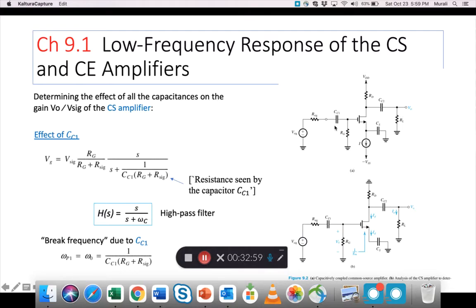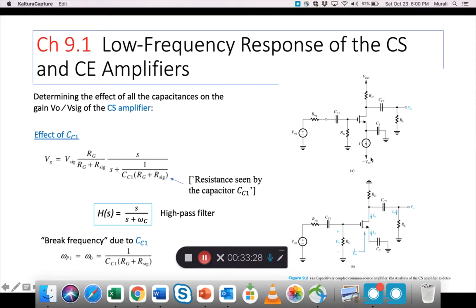And we have three capacitors. Now this is a discrete amplifier, right? So the signal is being fed into the NMOS FET using a coupling capacitor. Similarly, the output comes out through another coupling capacitor, CC2. So CC1 and CC2 are coupling capacitors. CS is a bypass capacitor.